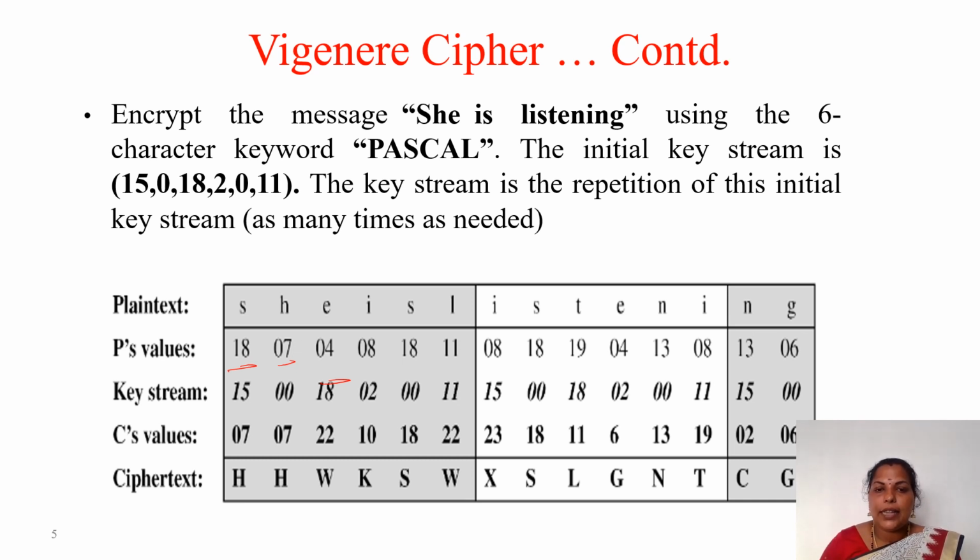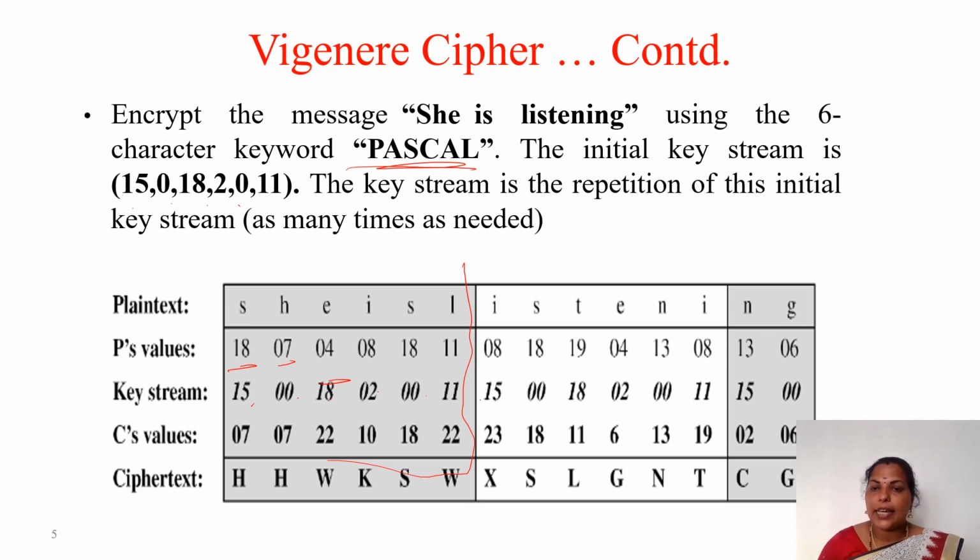Here the block is given in one color, meaning the key stream Pascal is coded like this. Here also we are just mapping the alphabet to the integer: 15, 0, 18, 2, 0, and 11. This comes in one block, or one stream, as we call it. The key stream is a repetition of this initial key stream as many times as needed.